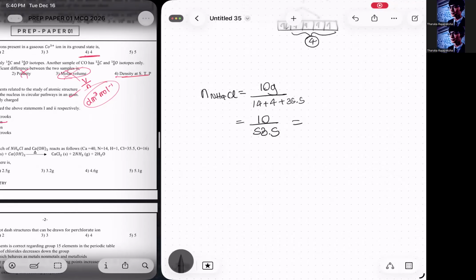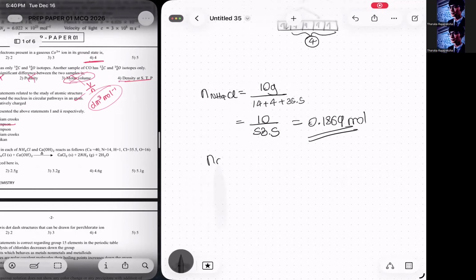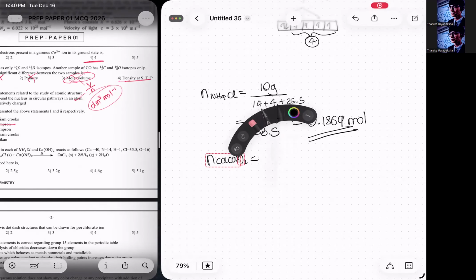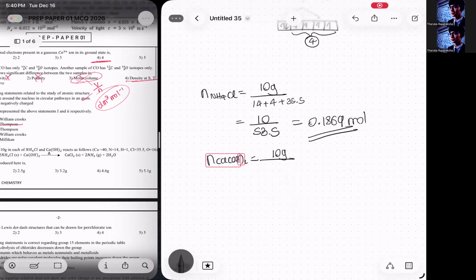Then we have to calculate number of moles of calcium hydroxide. Number of moles will be mass divided by molar mass. So 10 grams divided by molar mass of calcium hydroxide. That's 40 plus 16 and 16, 32, plus 2, that's going to be 74. So 10 divided by 74 is 0.1351. Now, people, who is the limiting reagent?